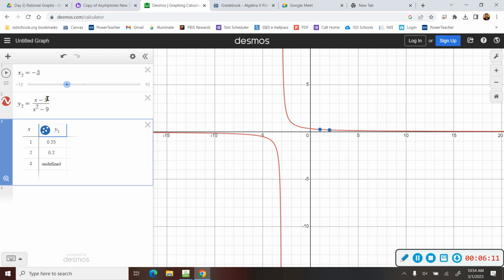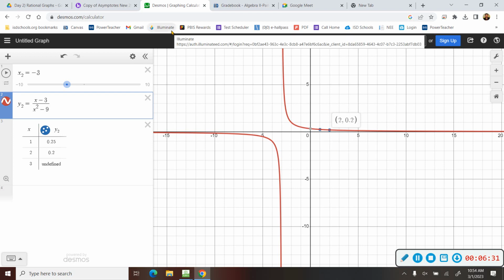So now it's pulling from here. So I got my X, and it's pulling the value from Y2. And you can see right here that at 3 it's undefined. And if you go to that point right there, see right there at 3 it's undefined. There's a hole right there. But it's really hard to see visually just on Desmos.